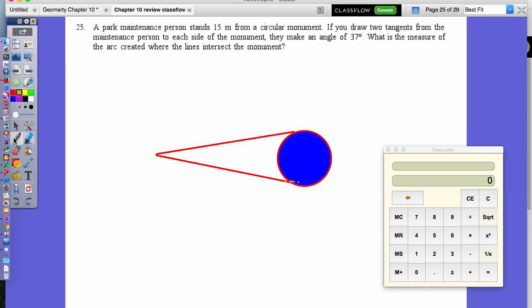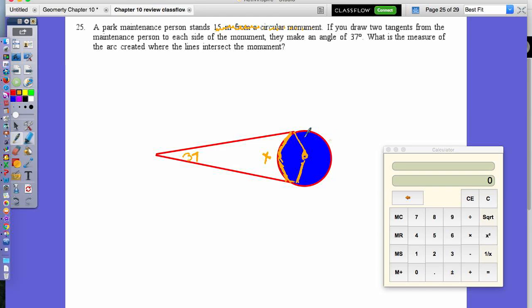So, we had a problem like this before. This guy is standing with a 37 degree angle. The fact that he's 15 meters from the circular monument doesn't really make a difference. If he's at 37 degrees and he's drawing tangents, then we had one like this before. This arc is x. That's what we want to find.